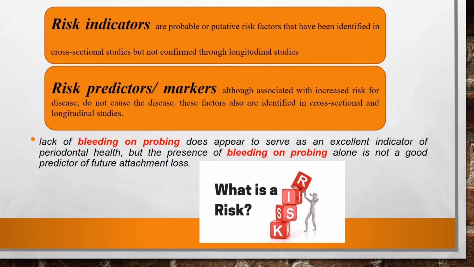And risk predictors or markers are also associated with increased risk for disease, but they do not cause the disease. So these are associated with the disease, but do not cause it. These factors are also identified in both cross-sectional and longitudinal studies. For example, the lack of bleeding on probing appears to serve as an excellent indicator of periodontal health, but the presence of bleeding on probing alone is not a good predictor of future attachment loss. That is a risk predictor. We will go into the details of each one.